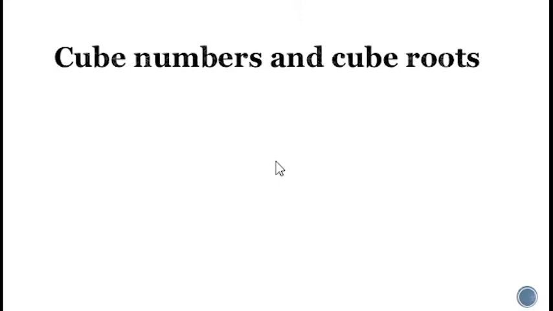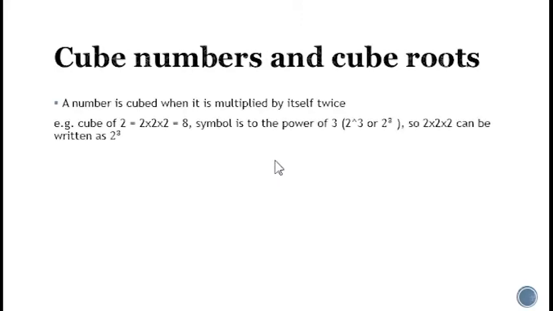Cube numbers and cube roots. A number is cubed when it is multiplied by itself twice. So for example, the cube of 2 equals 2 times 2 times 2, which is 8. The symbol is to the power of 3, so 2 times 2 times 2 can be written as 2 raised to 3.